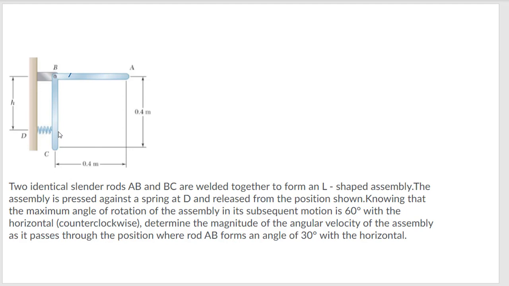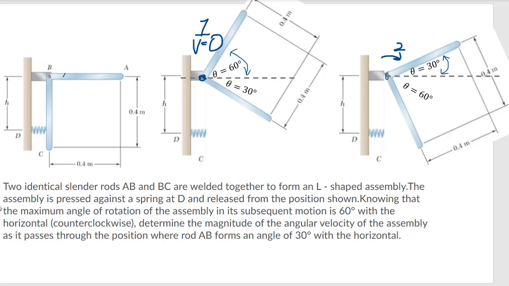So the spring is pushing against it, and it's going to spring up all the way to 60 degrees. That's the highest rotation it gets to, up to 60 degrees, and then it's going to start falling back down again. And this is asking for the velocity, the angular velocity of the assembly after it's on its way back down and it reaches 30 degrees. So let me just put a couple more figures on this.